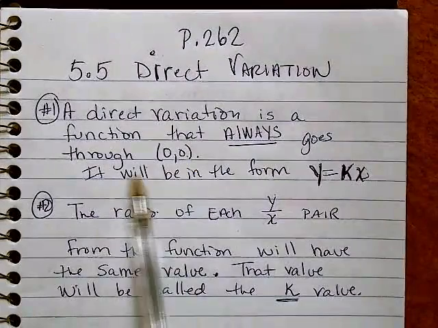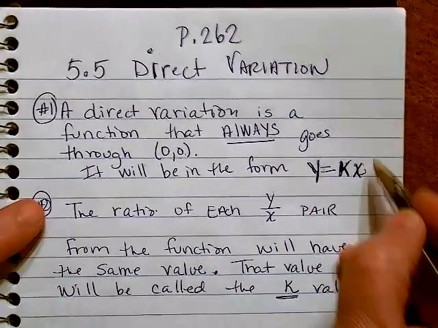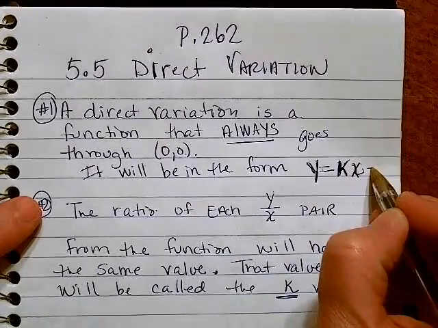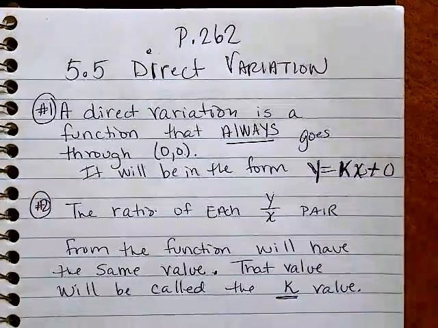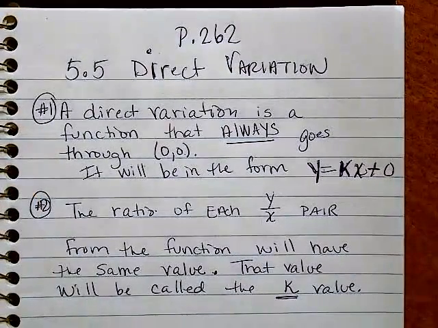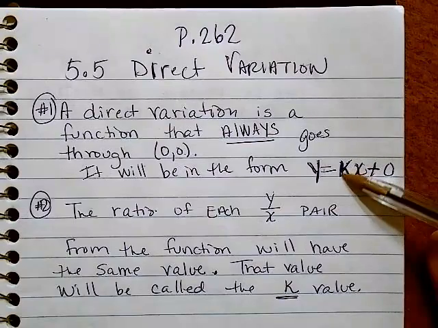Always. It will be in the form of y equals k times x. Nothing's going to be added to the back. Just a 0. You can't have any other number back there. If there's any other number added to the end, then it's not a direct variation. The k value, I'm going to talk about that in just a second.